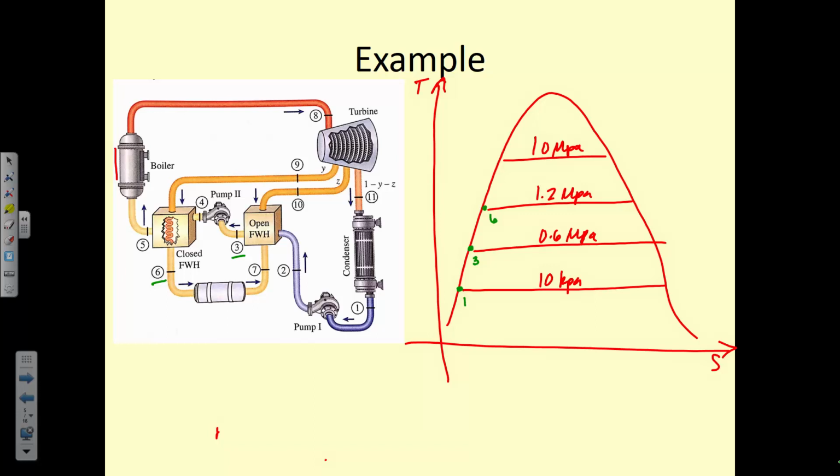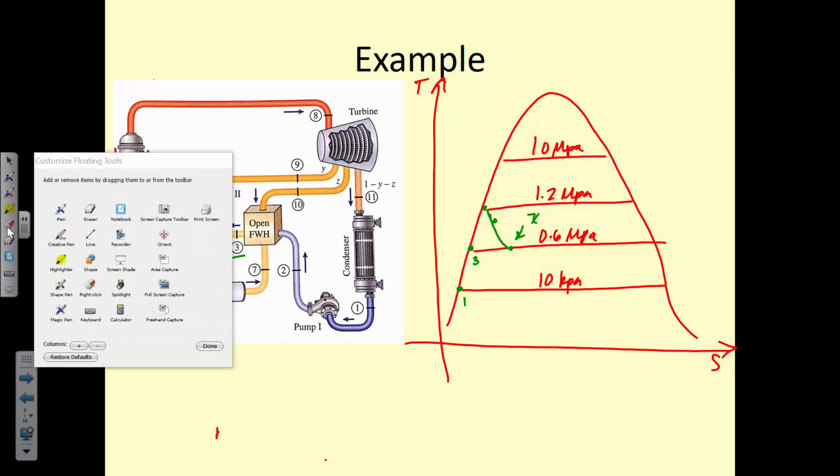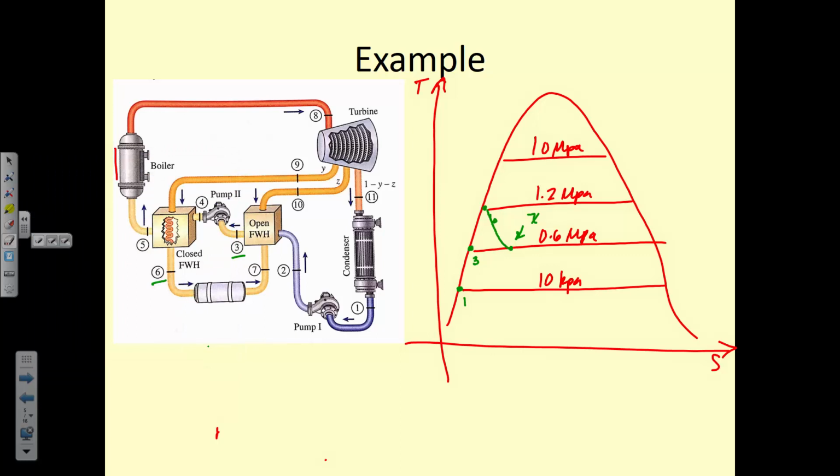What happens between 6 and 7? Okay, it's throttling to a lower pressure, so it's going from 1.2 back down to what? 0.6. And a constant enthalpy process just always kind of looks like a curve in. We could find the exact point by finding x, but we don't need to necessarily know the exact. Oh boy, what have I done? Okay. So this is state 7.